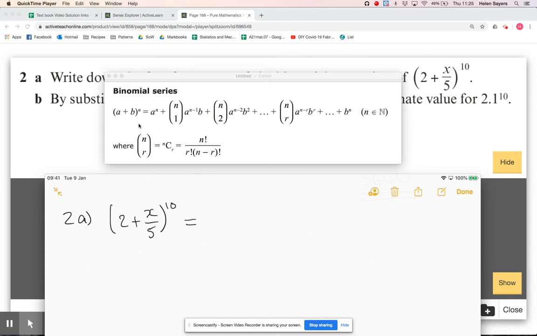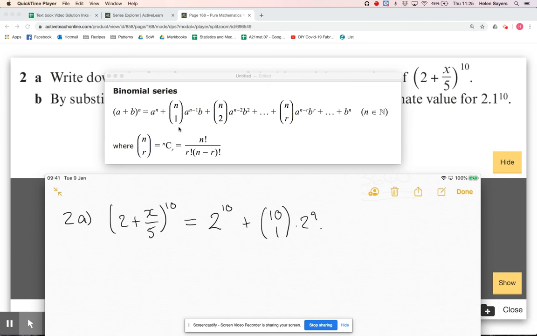So my first term is going to be 2 to the power of 10. So that's my a to the power of n. And then from 10, choose 1. That is just going to be 10. So if you've already put that, then that's fine. The power of 2 is going to reduce by 1 each time. So this will be 2 to the power of 9. And I would tend not to write multiplications because it just makes your answer longer and harder to read when you're simplifying it.